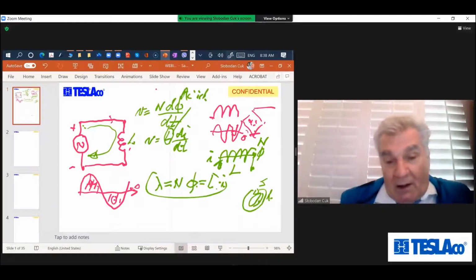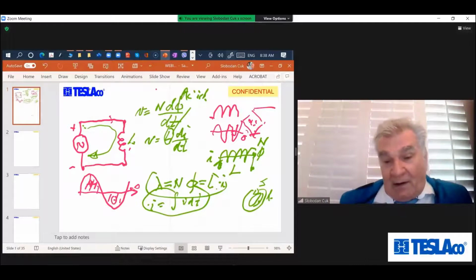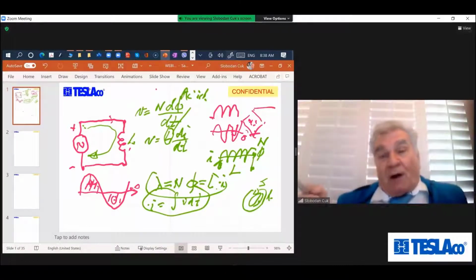If this is L di per dt, and if the voltage is sinusoidal, what is the current? It is the integral of V dt, the integral of volt-seconds. If the voltage is cosine omega t, this current is sine omega t. So you see what I'm saying? Everything is in time domain. But now let's talk about the transformer. How do I build a transformer out of it?